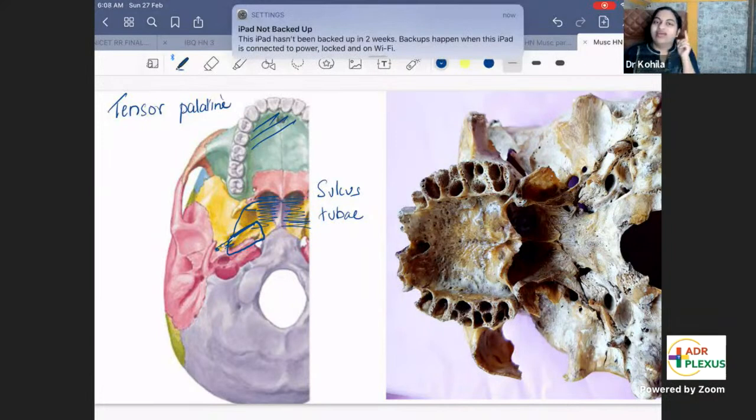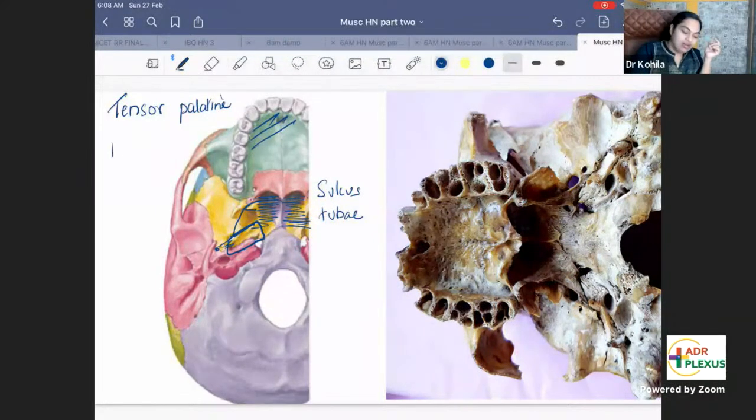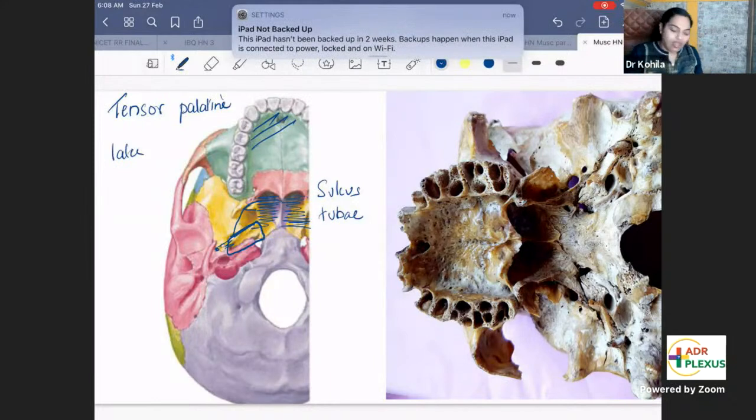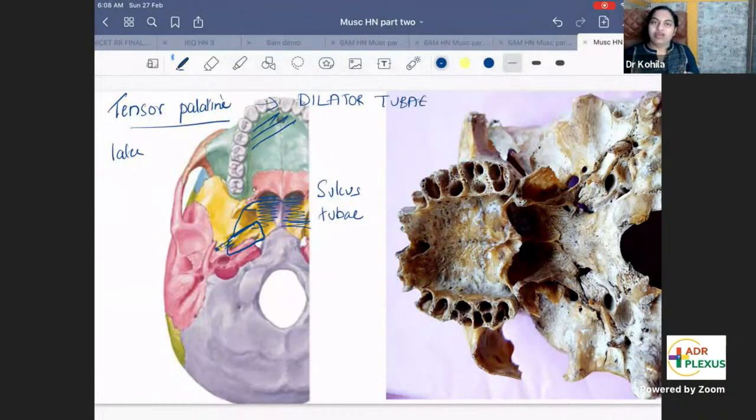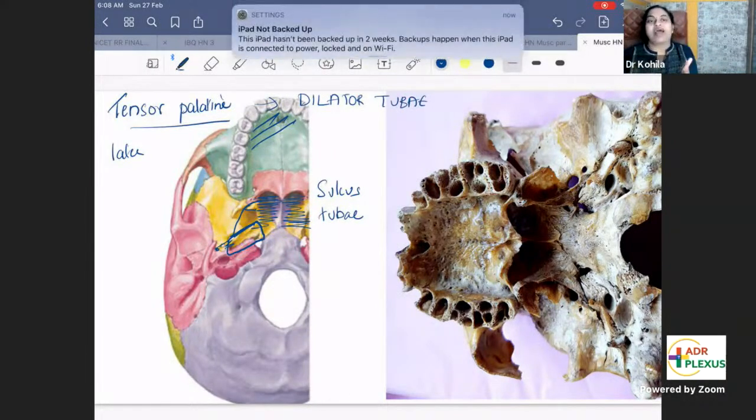Okay. It's related to which part of the auditory tube? Lateral. So when it contracts, what will happen? It will try to expand the auditory tube. And therefore, this muscle is also called the dilator tubae. Understood? Okay. So I can just simply say tensor veli palatini is called dilator tubae, but you should understand it. Once you understand it, you will never forget.